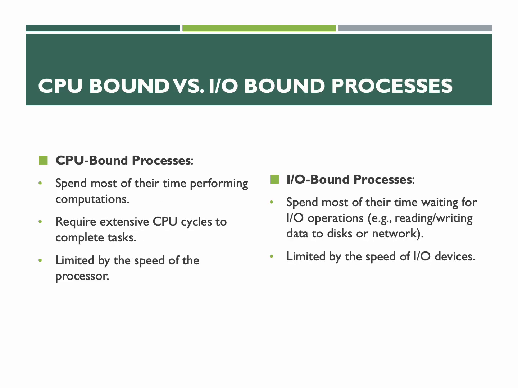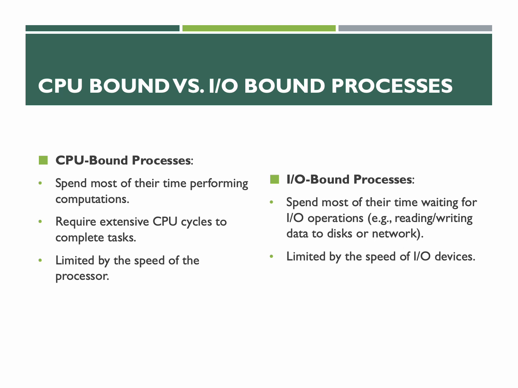Okay, now to better understand process scheduling, we need to differentiate between CPU bound processes and IO bound processes. These two categories have distinct characteristics and requirements that influence how they are managed by the operating system. CPU bound processes spend most of their time performing computations. They rely heavily on the processor to execute complex calculations, so they require extensive CPU cycles to complete tasks. Their performance is limited by the speed of the processor, meaning that faster processors can significantly reduce execution times for these tasks.